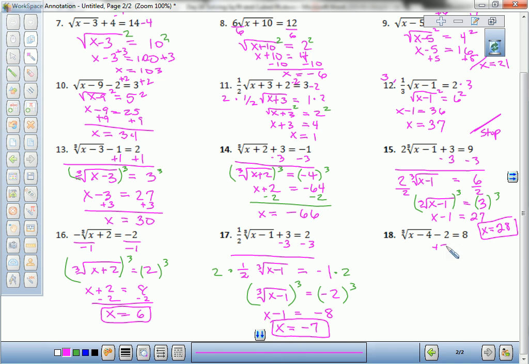All right, and the last one here, we add 2. And then we get the cubed root of x minus 4 equals 10. So when I cube, this is going to get big. 10 cubed is 1,000, right? A 1 with 3 zeros. So we get x minus 4 equals 1,000. So when I add 4 to both sides, I get 1,004. If you need to make any corrections on your worksheet, go ahead and do that. That's our practice solving square roots and cube roots.